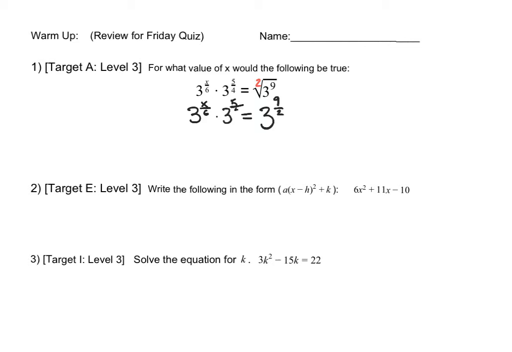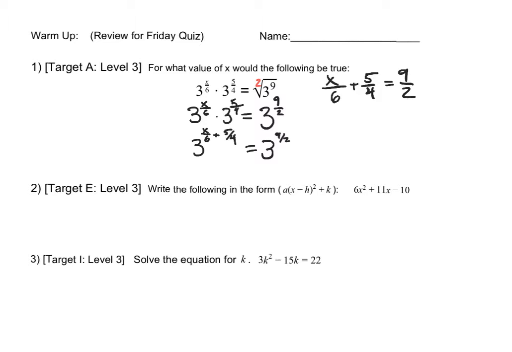And then the big thing that you have to remember with your powers of exponents is that they add on the left. So that's 3 to the x over 6 plus 5 over 4 equals 3 to the 9 over 2. And then because of the properties of exponential functions, that means the exponents actually have to be equal. So you get x over 6 plus 5 over 4 is equal to 9 over 2. And you have to solve that.